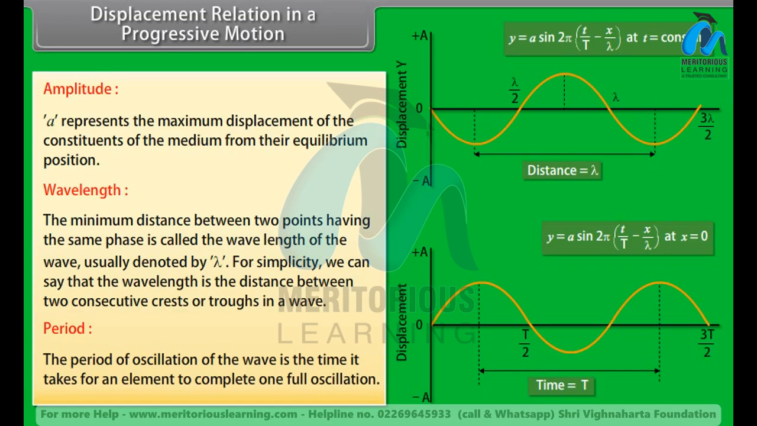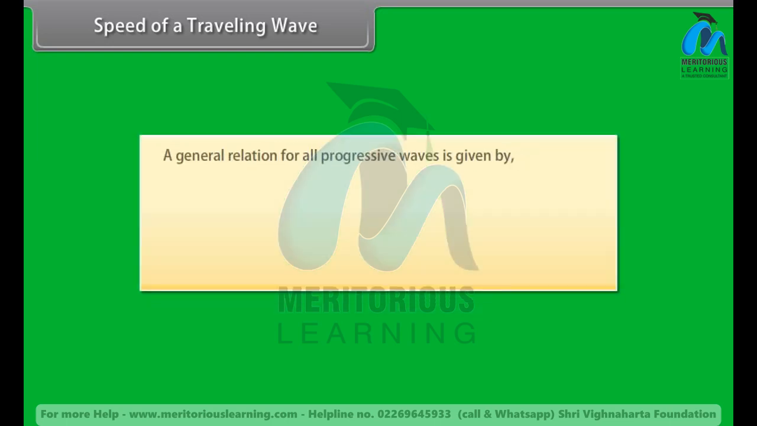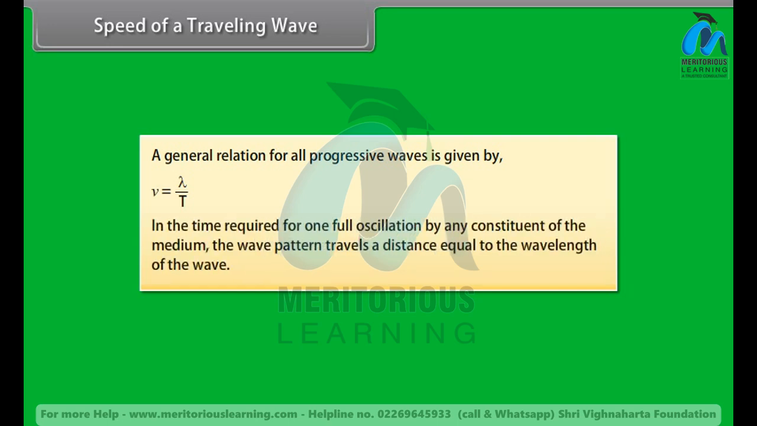Speed of a traveling wave. A general relation for all progressive waves is given by v equals lambda upon T. In the time required for one full oscillation by any constituent of the medium, the wave pattern travels a distance equal to the wavelength of the wave.